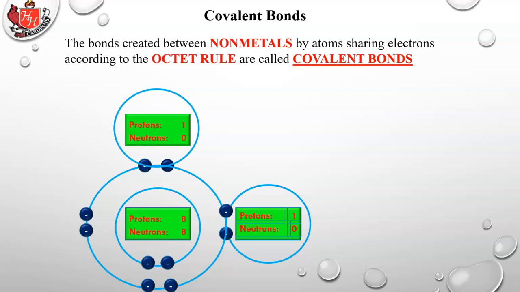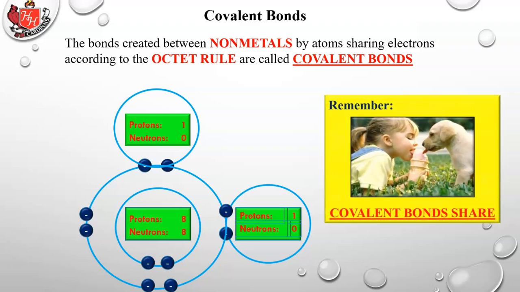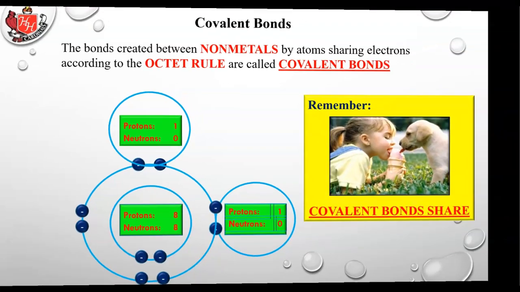Okay, so the bonds created between nonmetals by atoms sharing electrons according to the octet rule are covalent bonds. So notice that covalent bonds don't involve positive and negative charges. The reason they bond is because they can share electrons to fill the octets of each other. That means they're going to a lower, more stable energy level. So remember, covalent bonds share.